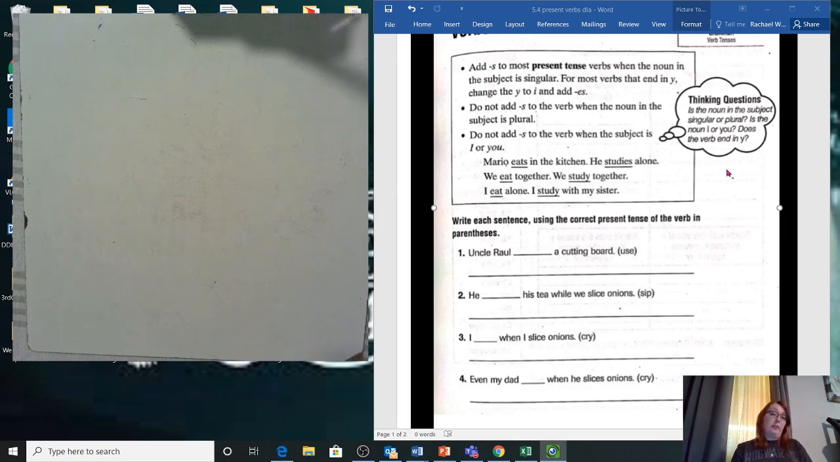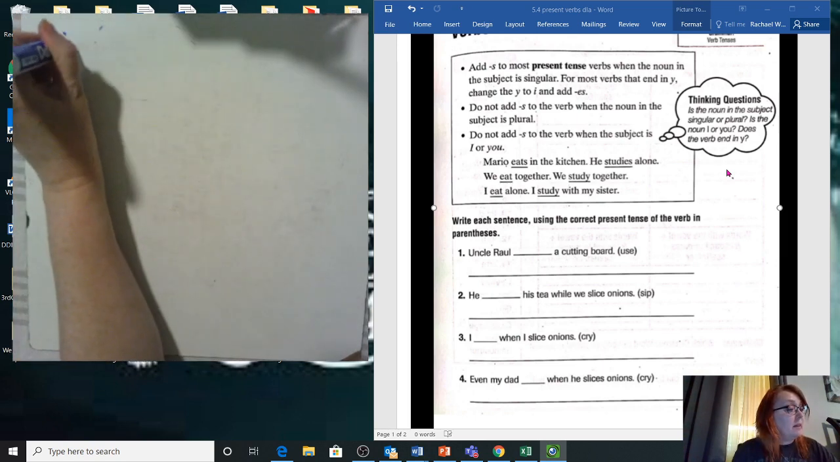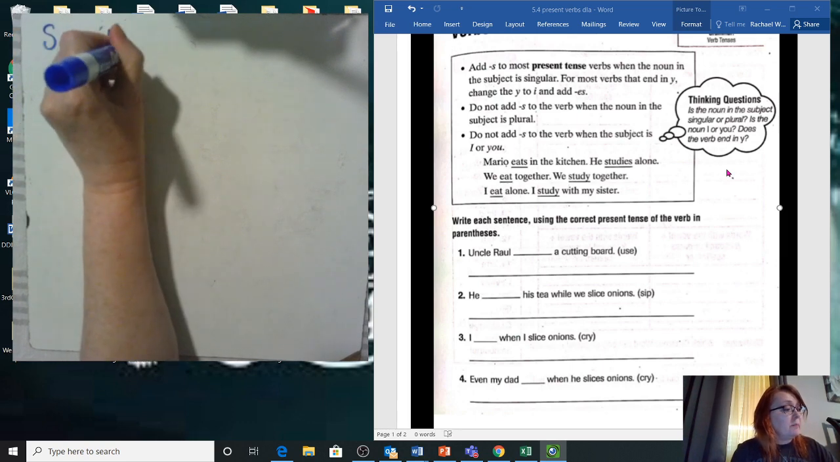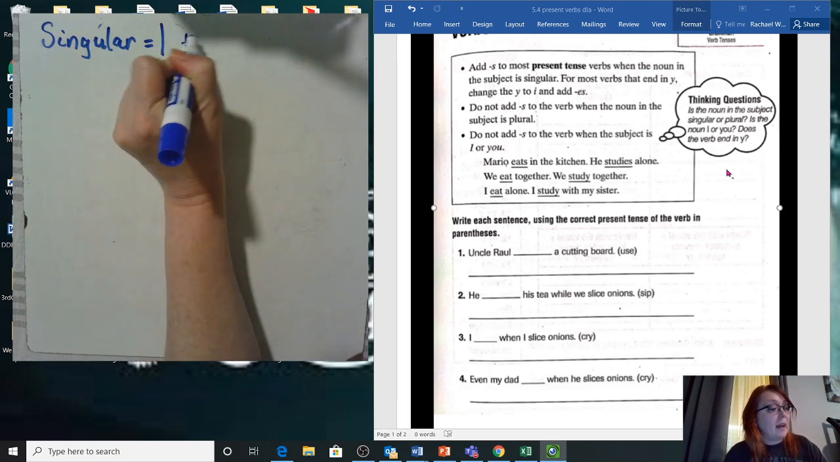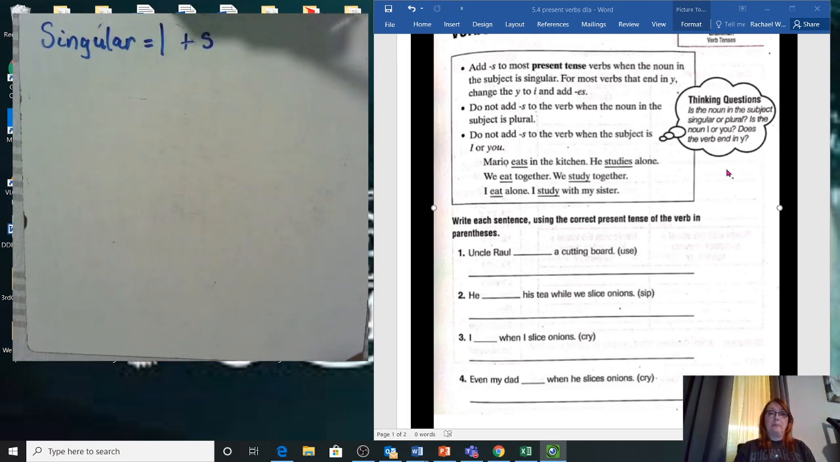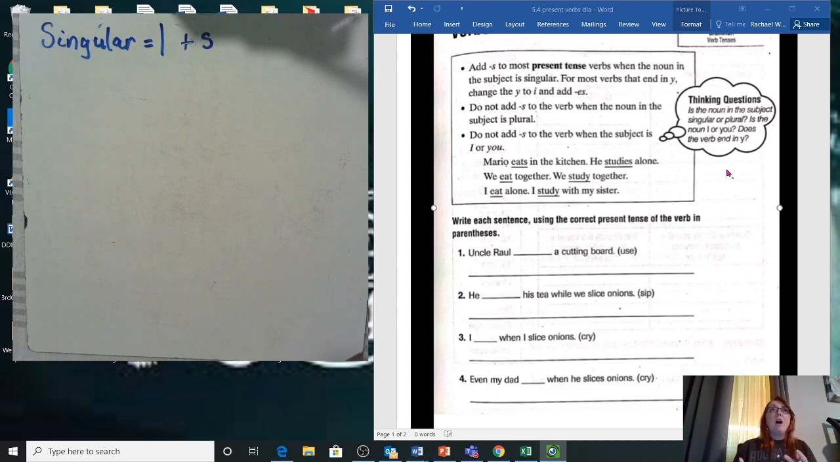So what is singular? Singular means one. Okay? So if singular is one person, place, or thing, the subject of your sentence is singular, then you're going to add S. Okay? Let's keep going. Now, notice that it did say most present tense verbs because not all of them are like that. Sometimes we have those irregular ones that we just have to work on and remember.